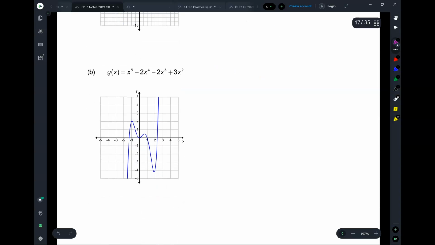Next one here. All right, let's do the maxima first. I have a maximum here and a maximum here. All right, the first one is not the highest point, so that's a relative max. This is also a relative max. So I have two relative max. The one to the left is at -1, 2.